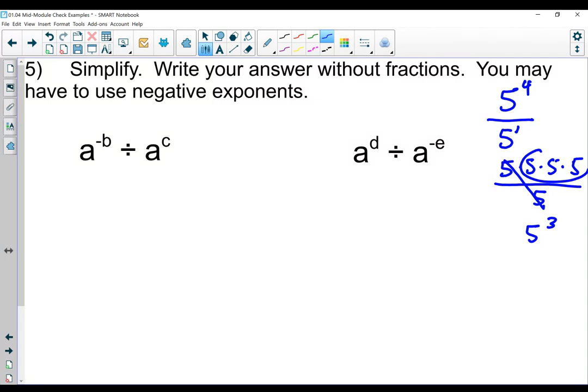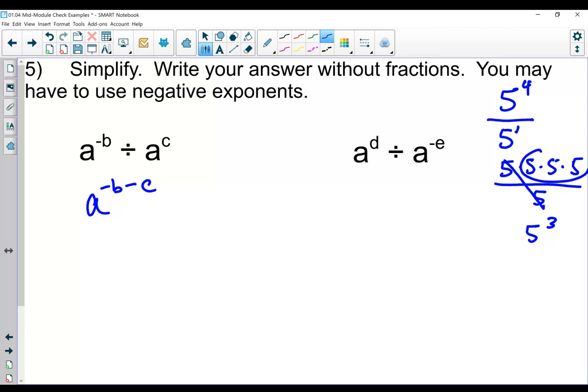So I get that by subtracting exponents. The first one minus the second one, top minus bottom. So that means for this first problem for 5, I need to take negative b and subtract c. So I'm subtracting the one that would be in the denominator. So now I have a to the negative b minus c power.